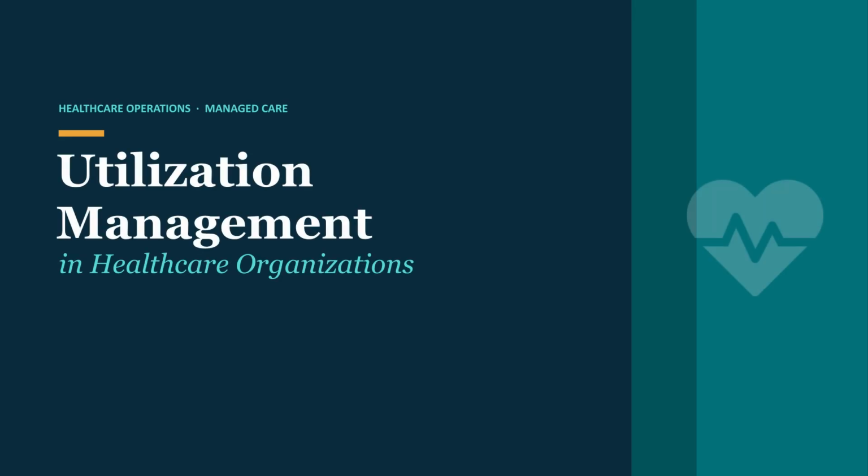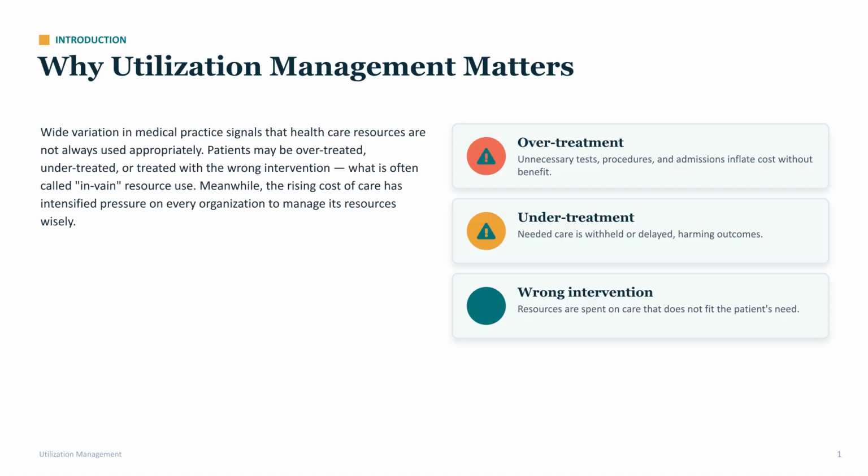Welcome. This session covers utilization management, how healthcare organizations balance cost and quality by getting patients the right care at the right time in the right place. Why does utilization management matter? Wide variation in medical practice often signals that resources are not being used appropriately. Overtreatment, undertreatment, and the wrong interventions are all forms of wasted resources that harm patients and inflate costs.